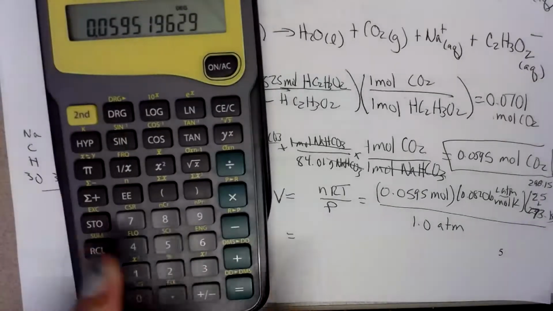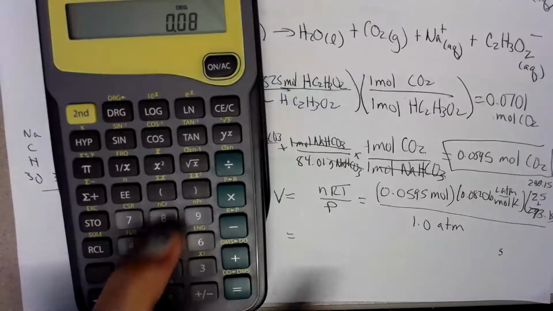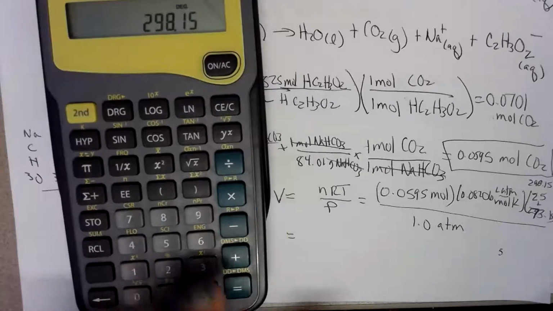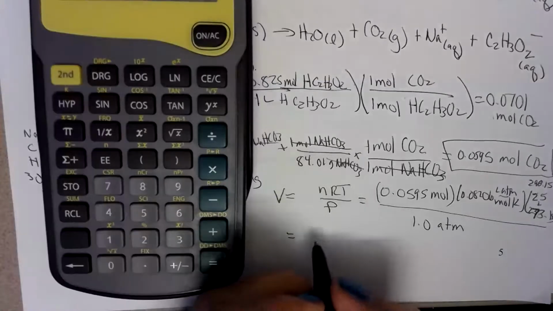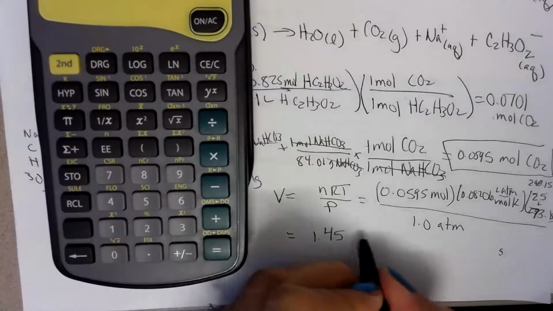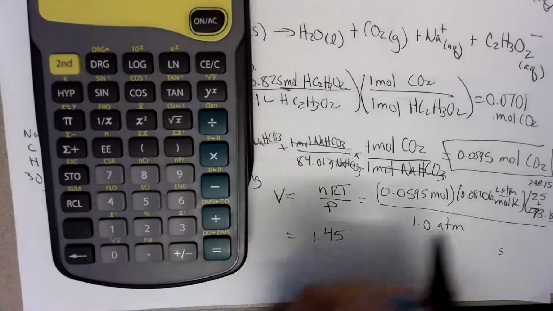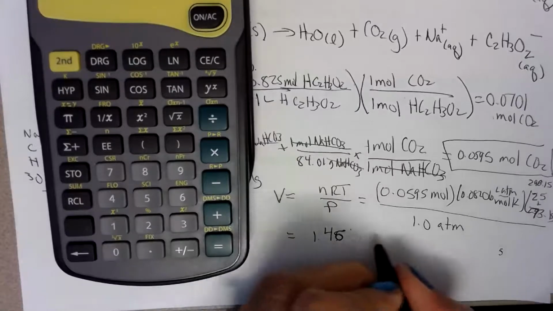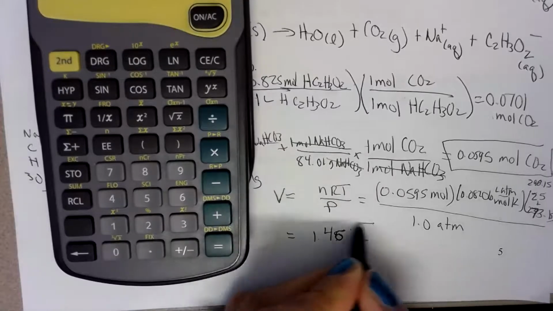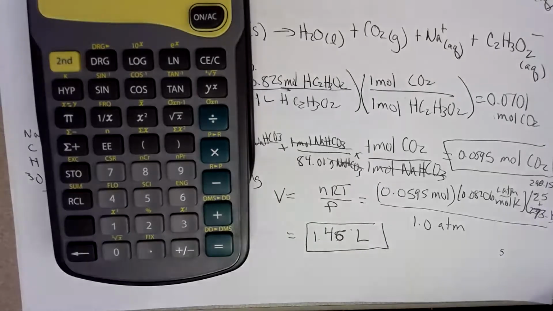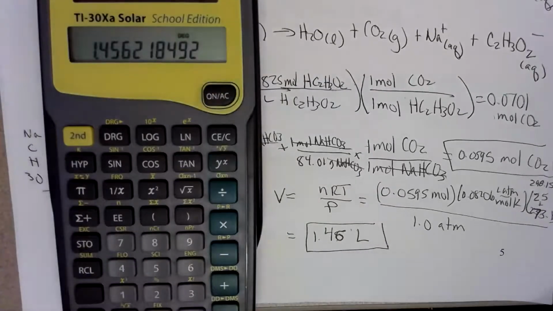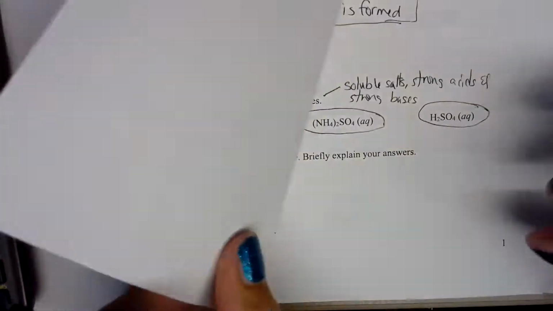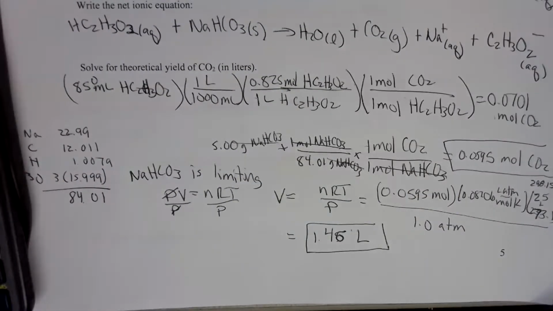So now we can multiply that through. And we get 1.45. We have 3 sig figs, so it's going to round to 1.46 liters, which is enough to blow up a balloon, but not explode your house. So that's how you solve that one. And that is the end. We made it. Good luck.